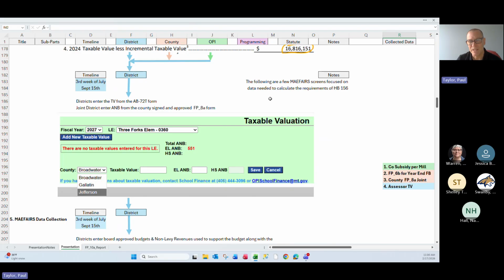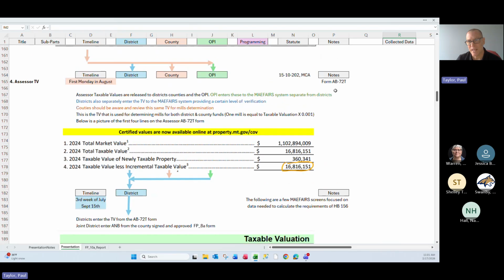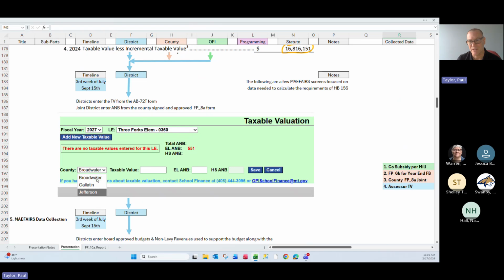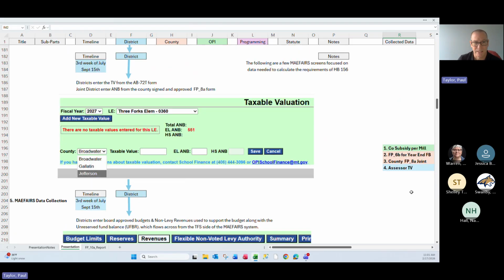So here we have those AB 72T taxable values coming out. We have everybody looking at it. We've got a clerk or business manager entering it here. That's another piece of the pie I need to do this calculation. All right, moving on.